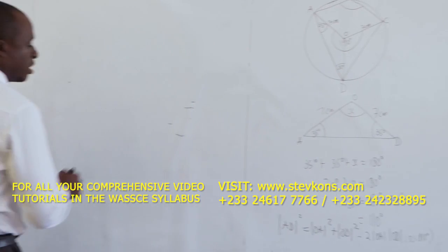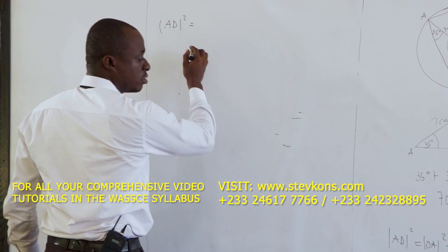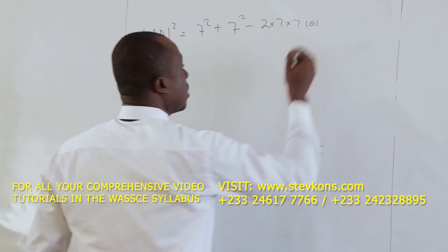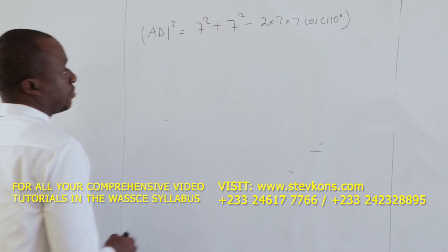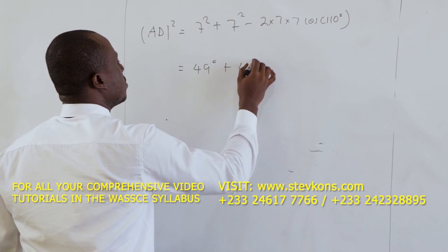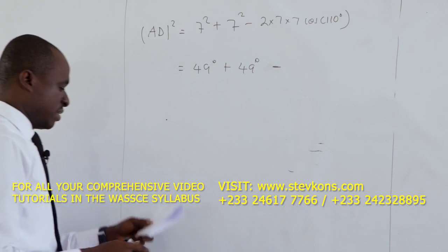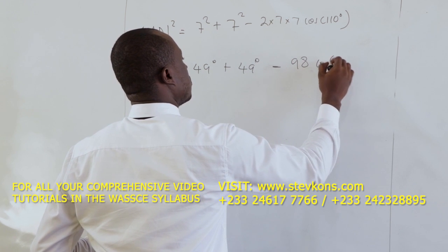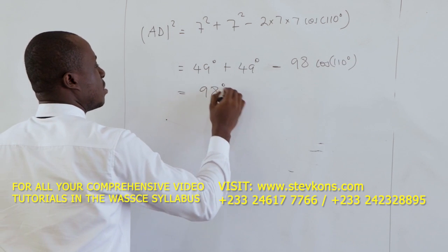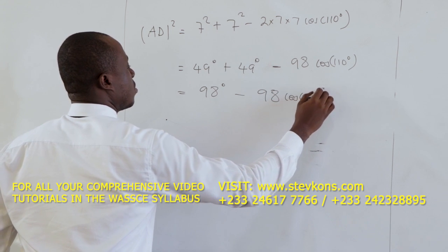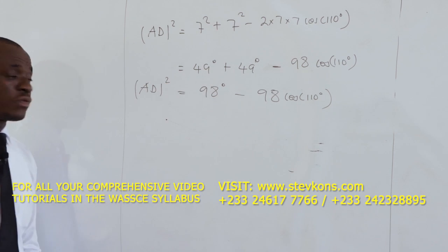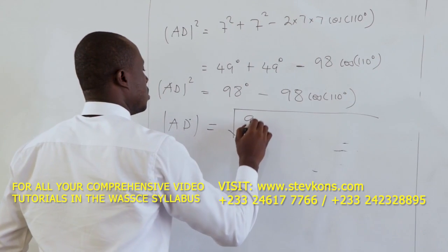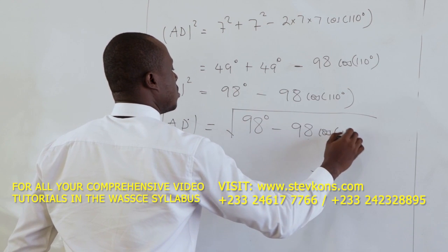So substituting, we have AD square equal to 7 square plus 7 square minus 2 times 7 times 7 cos the angle, which is 110 degrees. Now, that is 49 plus 49 minus 2 times 7 times 7, that is 98 cos 110 degrees. That is our AD square. We want to find AD, so the square can change to square root. So you have AD equal to square root of 98 minus 98 cos 110 degrees.